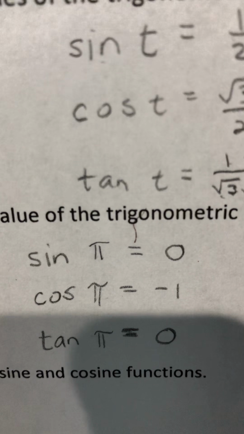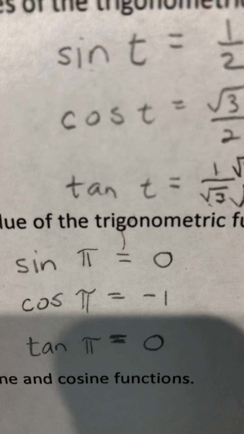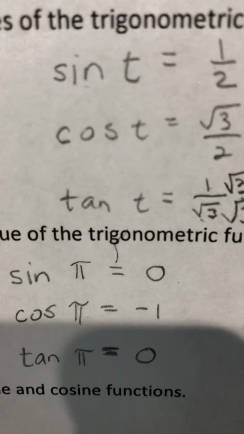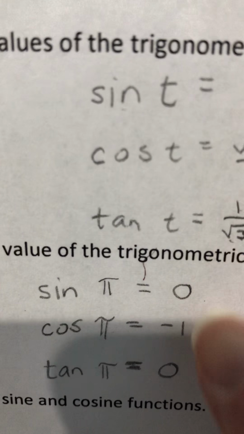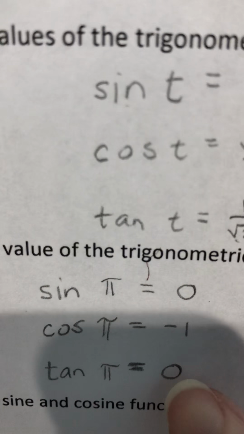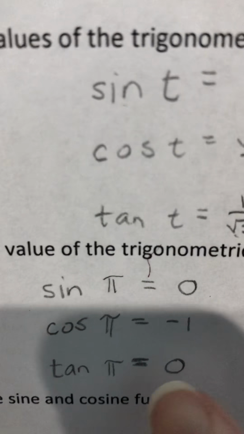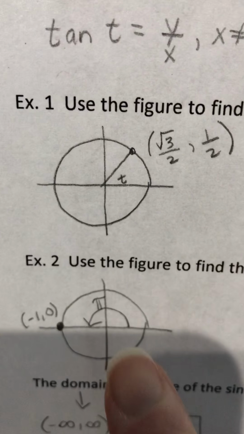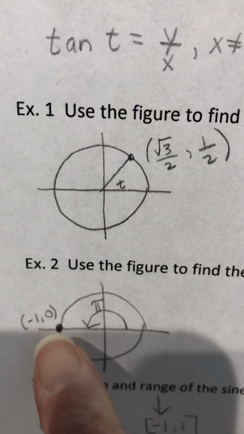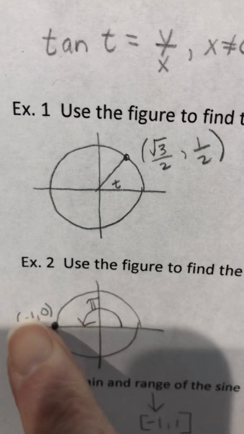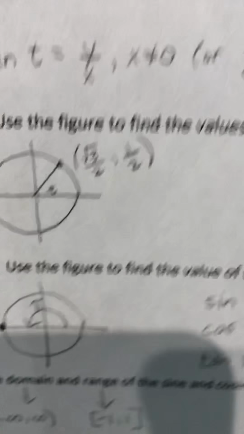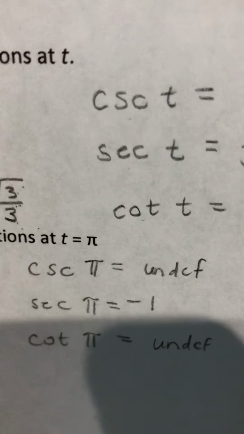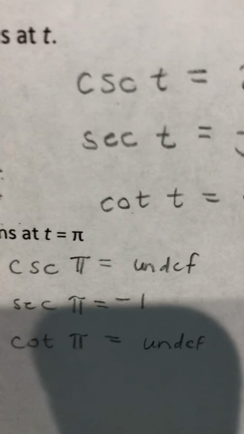The tangent is going to be y divided by x, or you can think of it as sine divided by cosine, which is just 0. And once again, another way to think of tangent is the slope of the line. If you have a horizontal line and your point is on a horizontal line, the slope of the horizontal line is 0. The cosecant is the reciprocal of the sine.